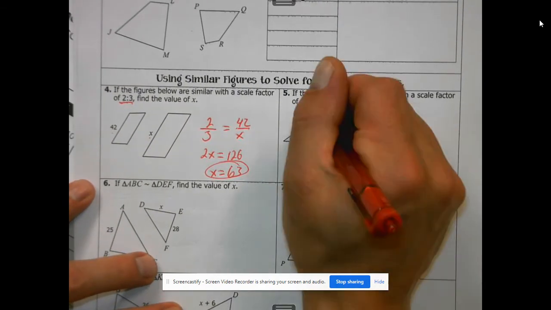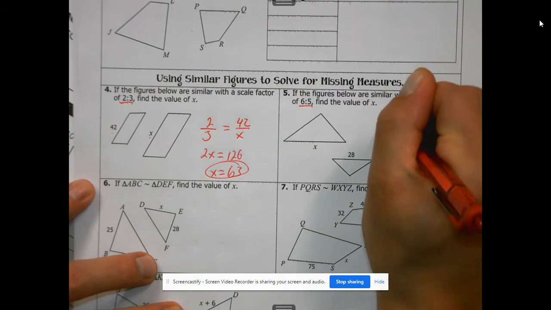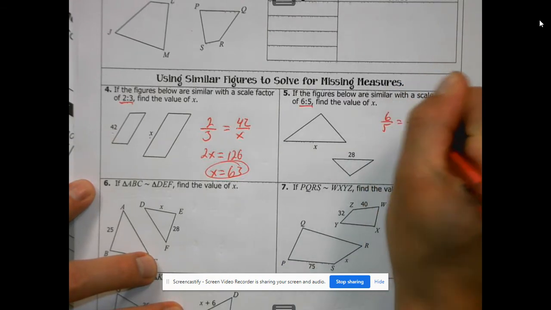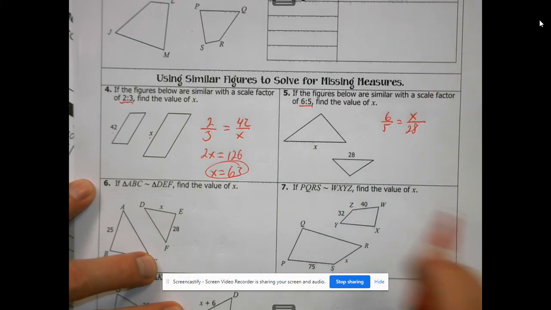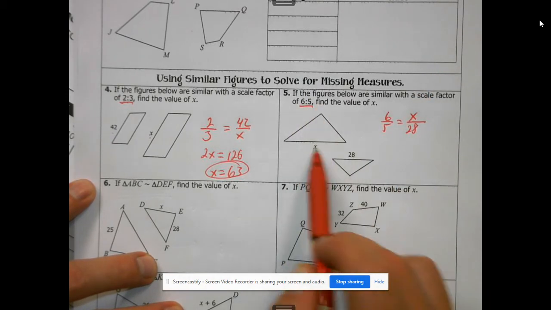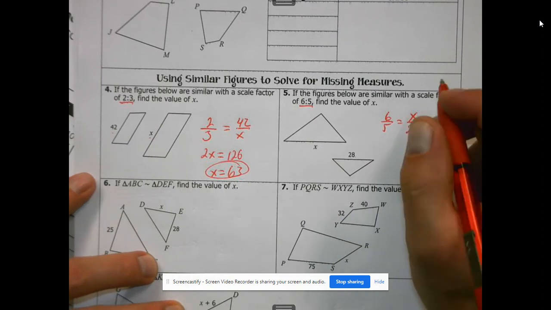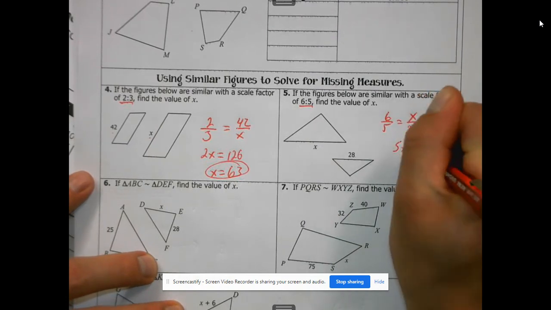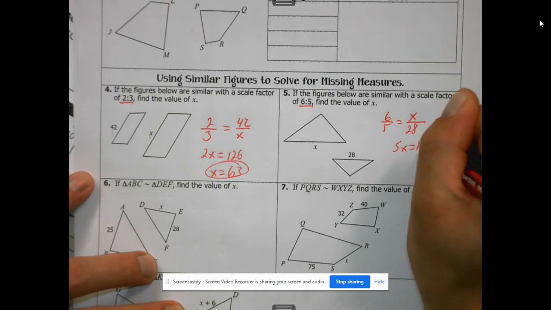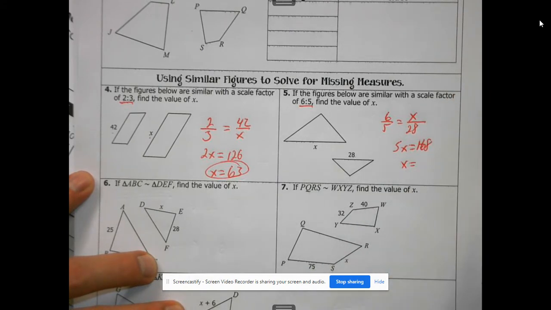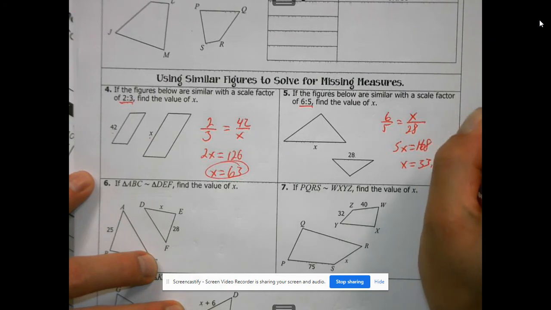Number 5, your scale factor is 6 to 5. So 6 to 5 equals x to 28. Left to right, left to right. Cross multiply. 5 times x, 5x. 6 times 28 is 168. 5 goes in there 33.6 times.